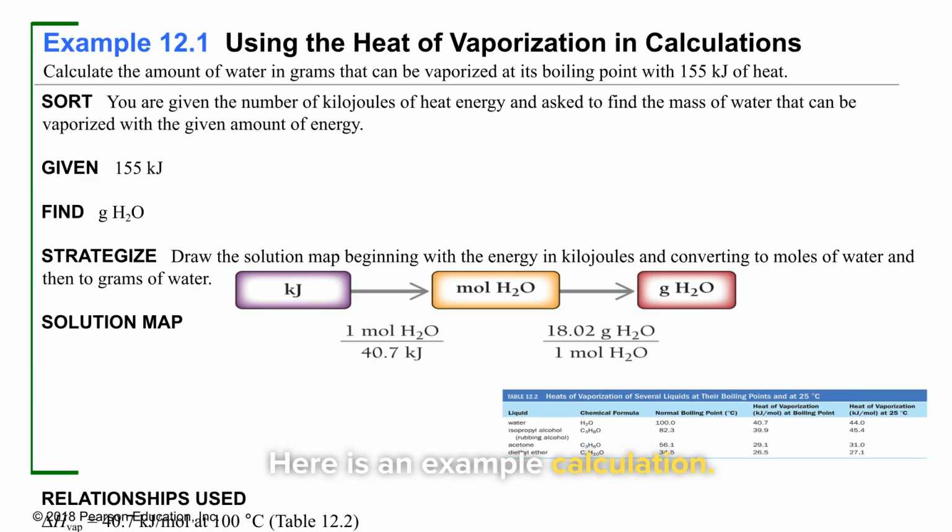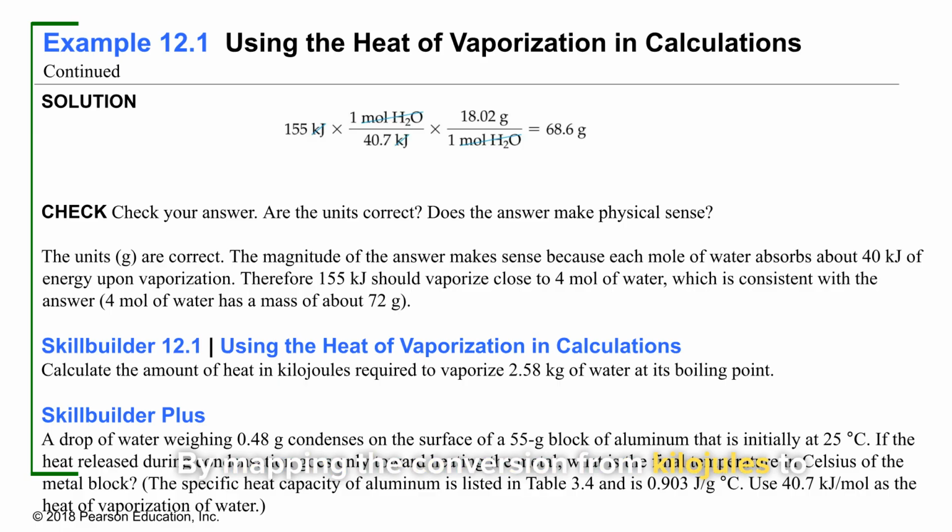Here is an example calculation. We are given 155 kilojoules of energy and asked to find the mass of water vaporized at its boiling point using the known heat of vaporization. By mapping the conversion from kilojoules to moles and then to grams using the molar mass of water, we find the amount of water vaporized is consistent with our thermodynamic data.